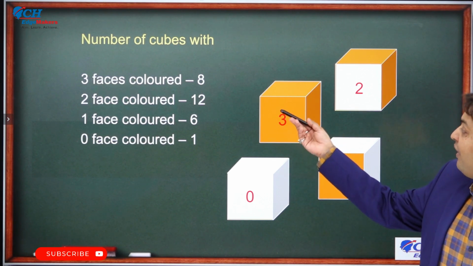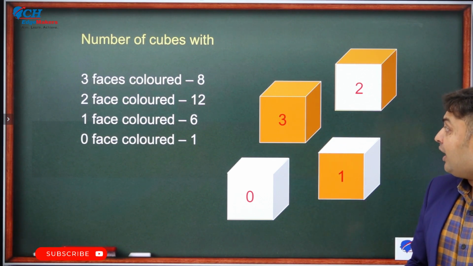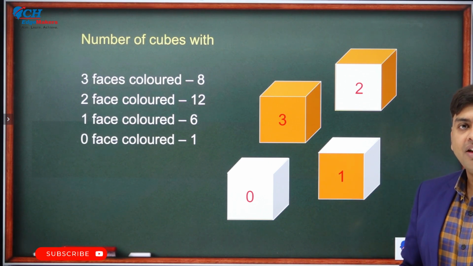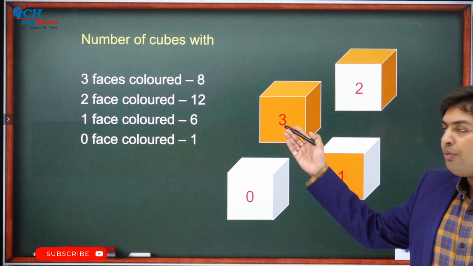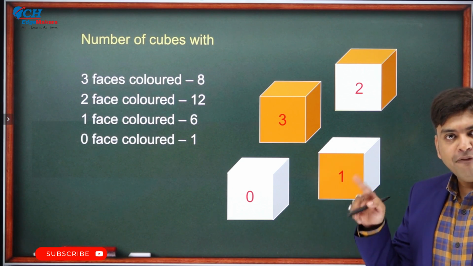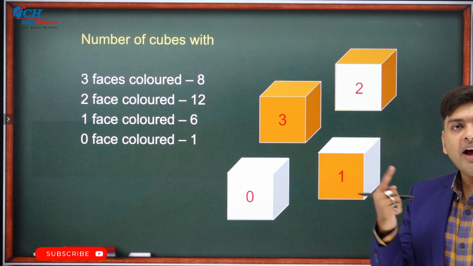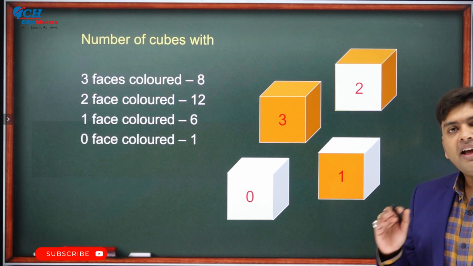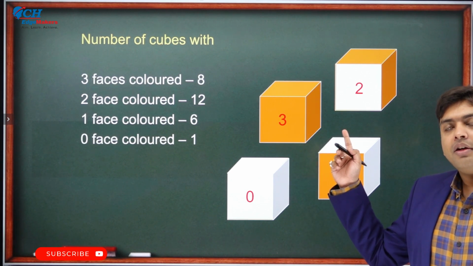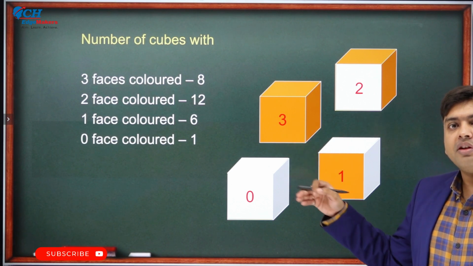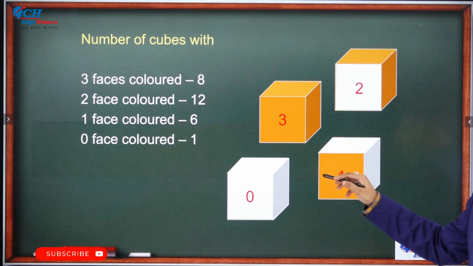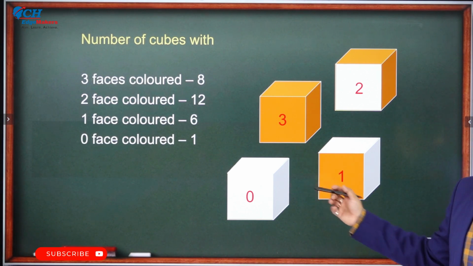When we come to two face colored cubes, we get one cube on every edge, and since we have 12 edges, we get 1 into 12 cubes which are two face colored. Regarding the one face colored, on every single face we get one such cube which has one face colored, and since there are 6 faces, we'll get 6 one face colored cubes. And the middle one, which is not colored at all, is a zero face colored cube.